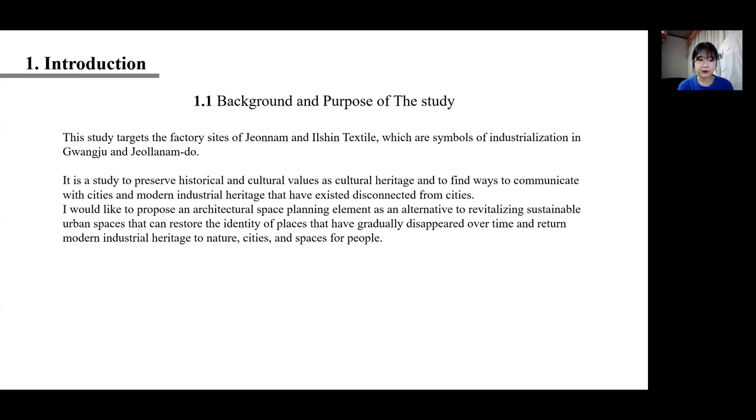I would like to focus on architectural space planning elements as an alternative to revitalize sustainable urban spaces that can restore the identity of places that have gradually disappeared over time and return modern industrial heritage to nature, cities, and spaces for people.